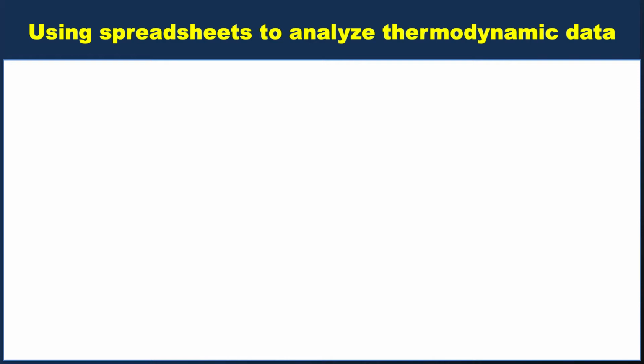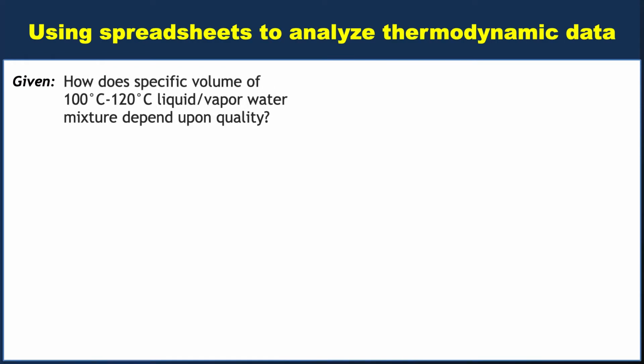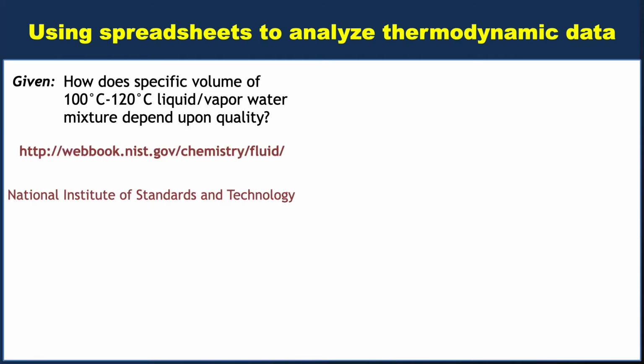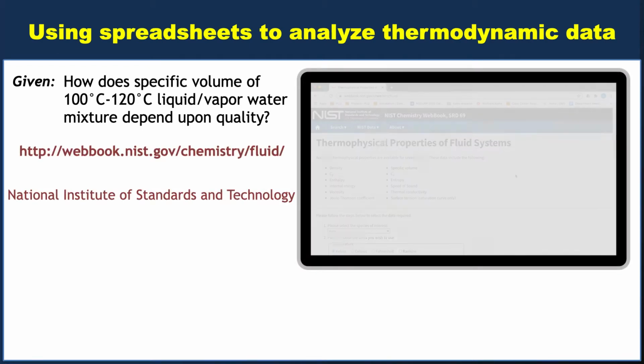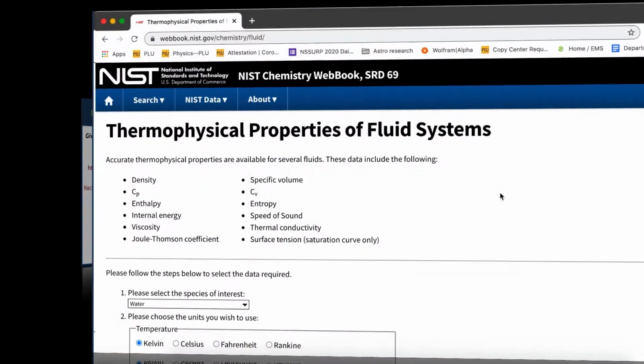Let's imagine that we have the following problem, which is that we're asked to figure out how the specific volume of a liquid vapor water mixture depends upon the quality, and we're given a temperature range between 100 degrees C and 120 degrees C. So again, we'll go to the same NIST website. And again, I'm going to show you what I see on my screen here, and we'll blow this up so that you can actually read it.